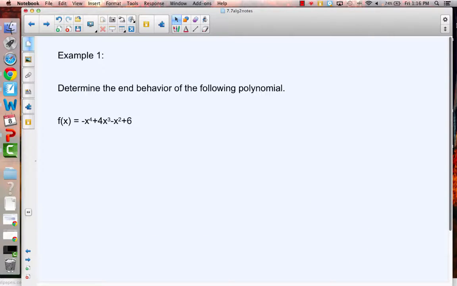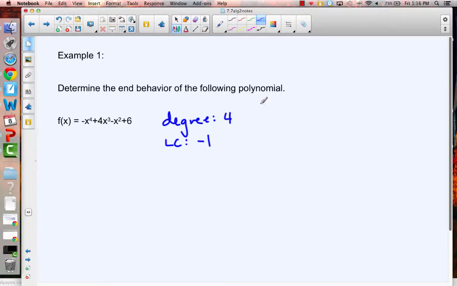So now let's just look at this example here. This is just a simple polynomial. It says determine the end behavior of the following polynomial. We have negative x to the 4th plus 4x cubed minus x squared plus 6. So our degree is going to be 4, and our leading coefficient is -1.